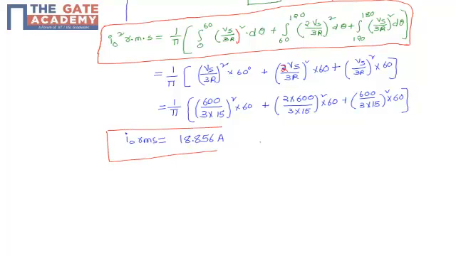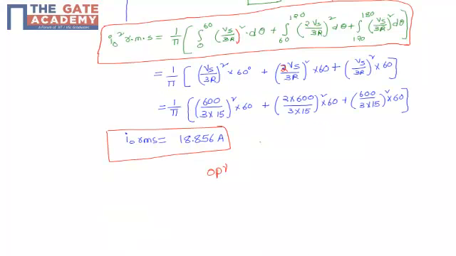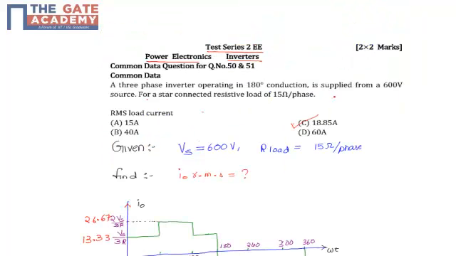This is the value of RMS load current, which is option C. In this session, we have studied how to calculate the value of RMS load current in a given three-phase inverter operating in 180 degrees conduction mode, and the characteristics of the three-phase inverter for star connected resistive load. Thank you.